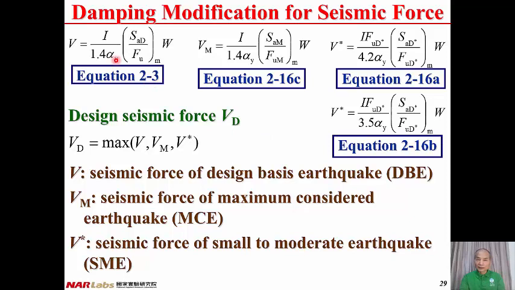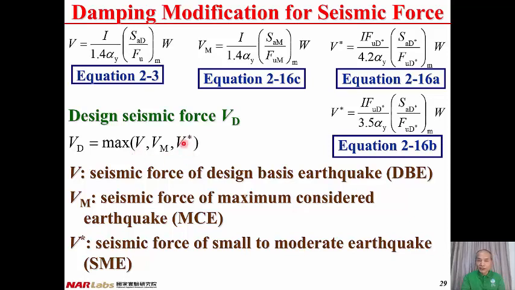So far we have the design basis seismic force from equation 2-3, maximum considered seismic force from equation 2-16c, and small to moderate seismic force for site class 1, 2, or 3 from equation 2-16a, or for Taipei Basin from equation 2-16b. Once we have V, the seismic force for the design basis earthquake, and Vm, the seismic force for maximum considered earthquake, and V star, the seismic force for small to moderate earthquake.